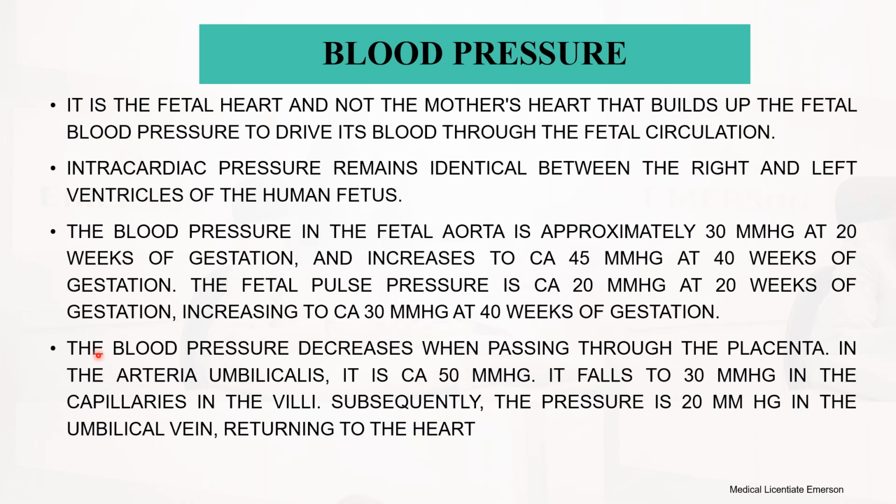Then the blood pressure decreases when passing through the placenta. In the umbilical artery, it is approximately 50 millimeters of mercury, and it falls to 30 millimeters of mercury in the capillaries of the villi. Subsequently, the pressure is 20 millimeters of mercury in the umbilical vein, returning to the heart.